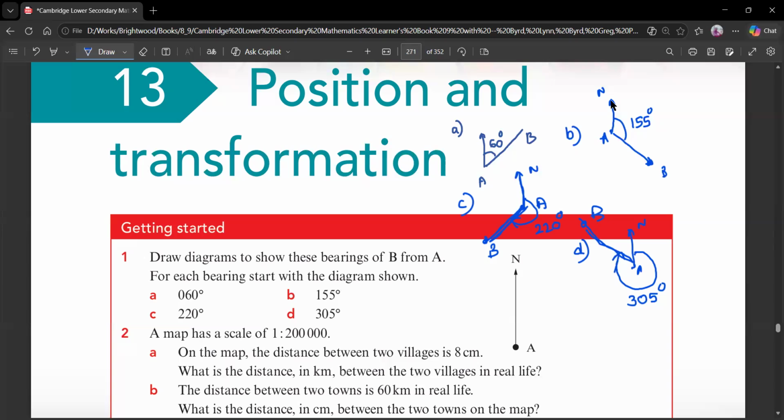So you have to know what the bearing is. Bearing starts from the north direction. Always, the bearing starts from the north direction. You have to measure the magnitude from the north.